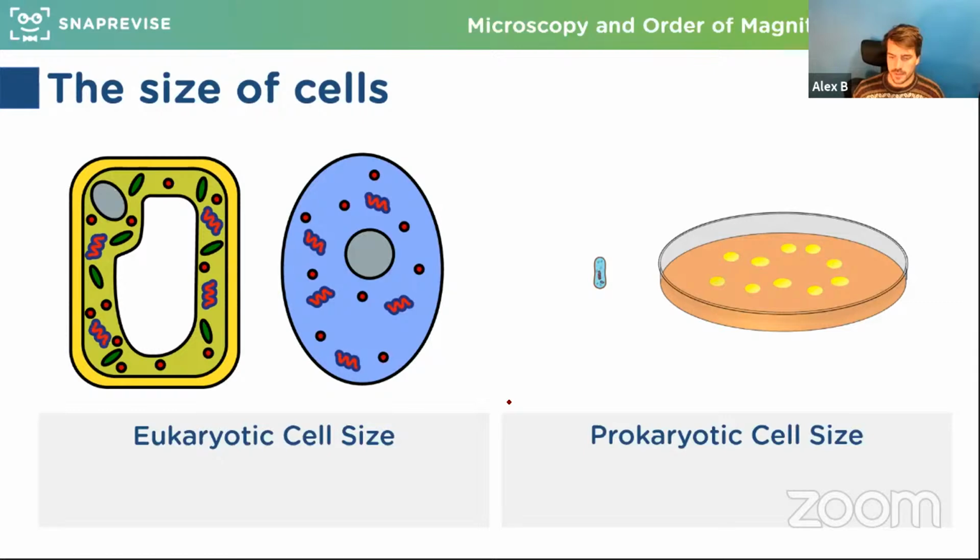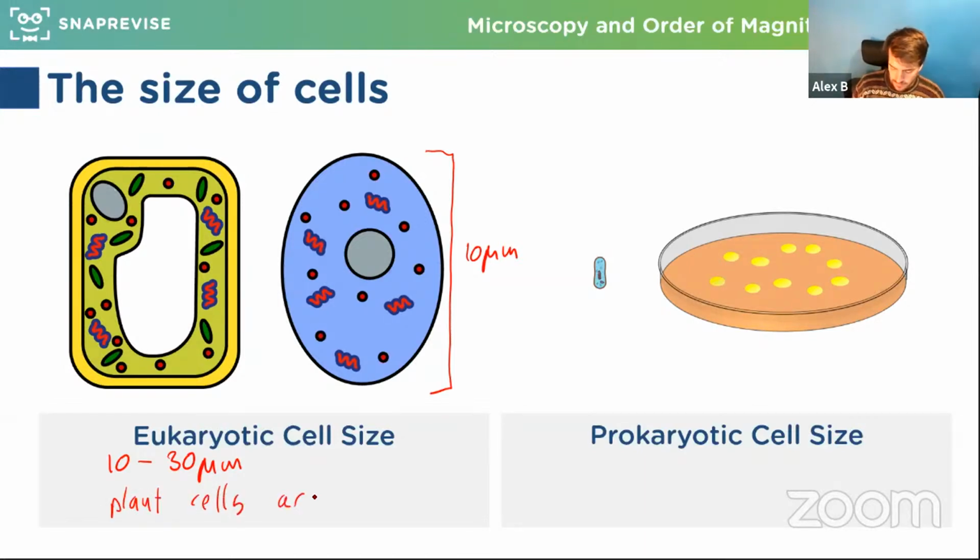So just to recap the basic size of cells. There is a bit of variety, but in general, eukaryotic cells are usually in the ballpark of around 10 to 30 micrometers in length. So let's just label this one as 10. Plant cells are generally bigger than animal cells. Prokaryotic cells, so this is our prokaryotic cell here.